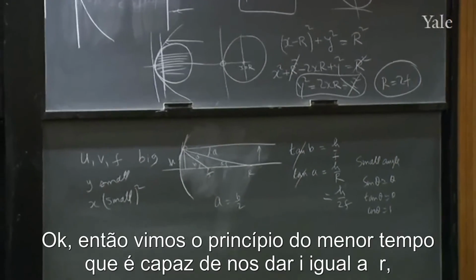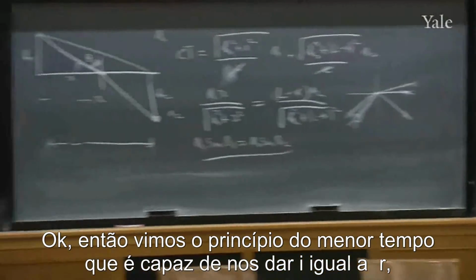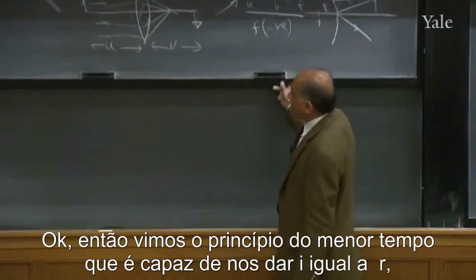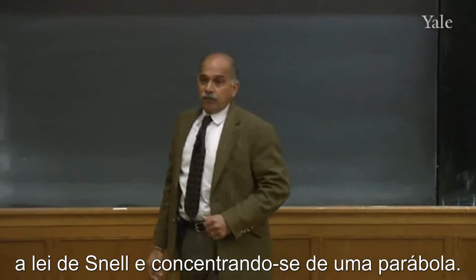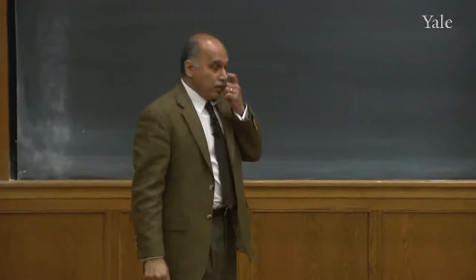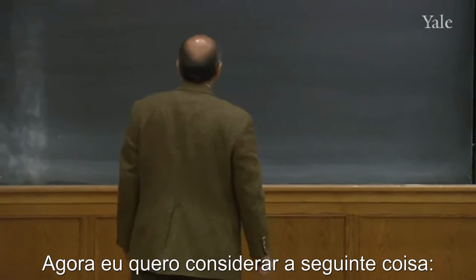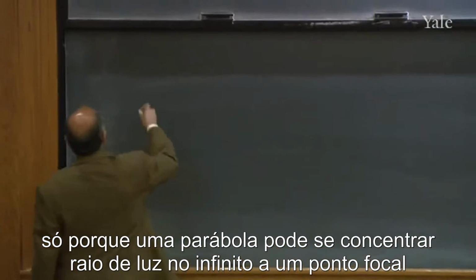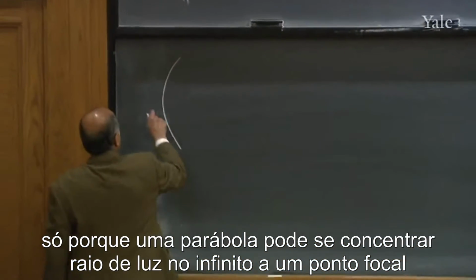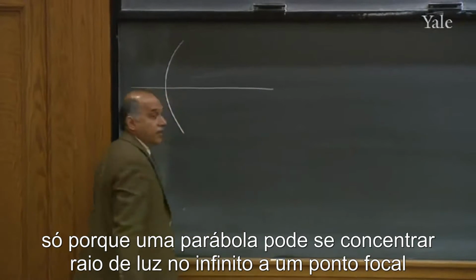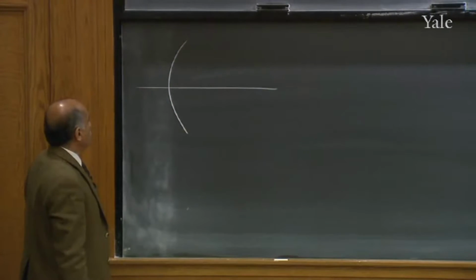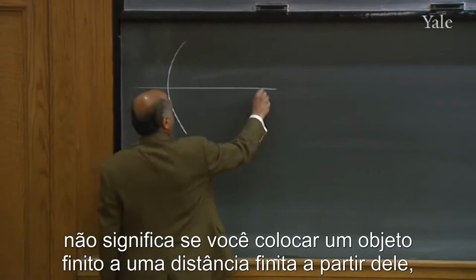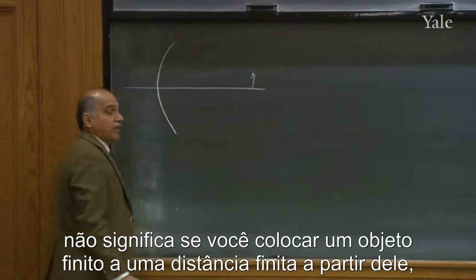Okay, so we have seen that the principle of least time is able to give us i equal to r, Snell's law, and focusing of a parabola. Now I want to consider the following thing. Just because a parabola can focus light rays at infinity to a focal point does not mean if you put a finite object at a finite distance from it, it will form a clear image.